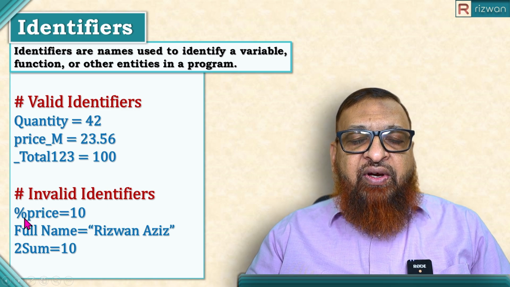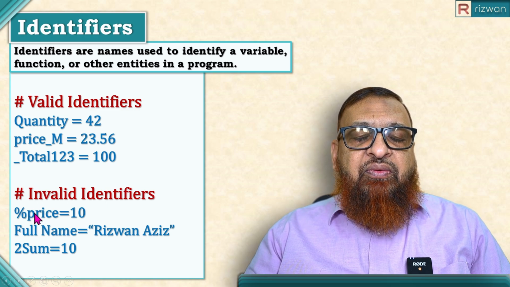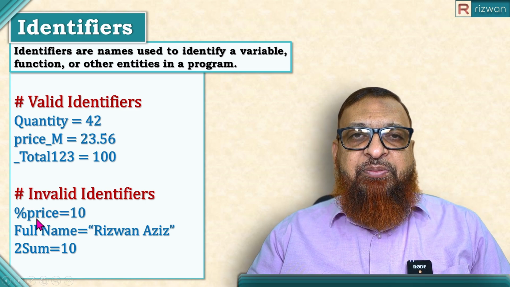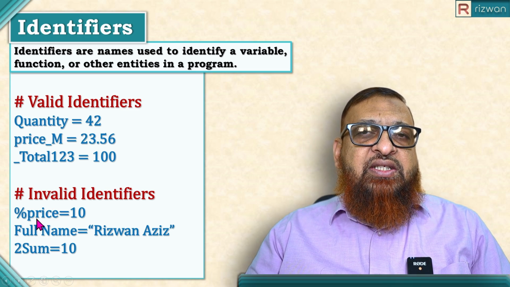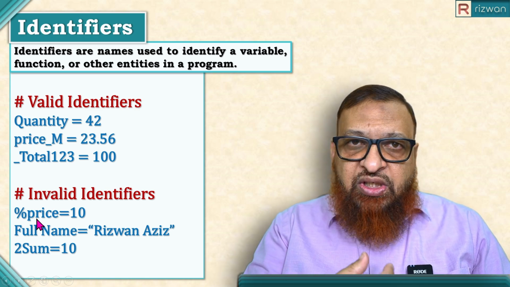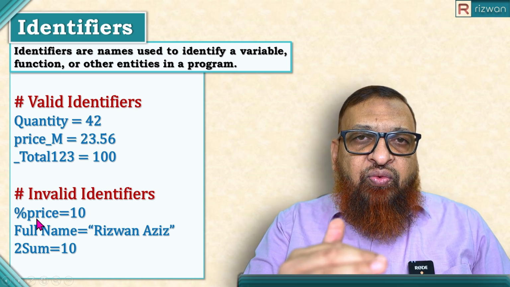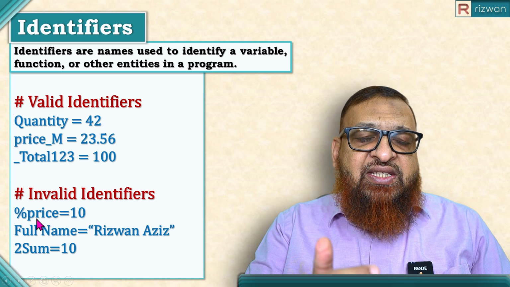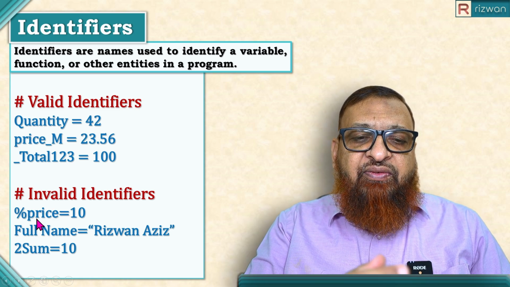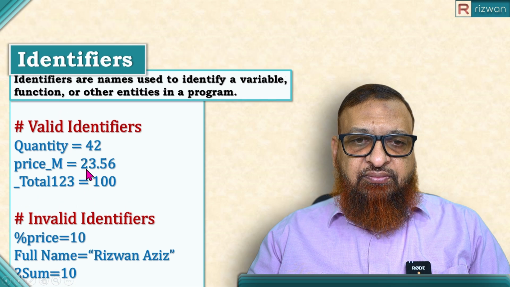So invalid identifier. So we cannot use the reserved words also. Say reserved words like if statement, for loop. This we'll see later. There are certain words that are reserved for Python. We cannot use that one. So those reserved words we cannot use as a variable name. So there are certain words that we cannot use. That we'll see later. Okay.